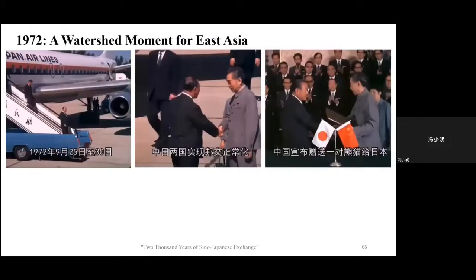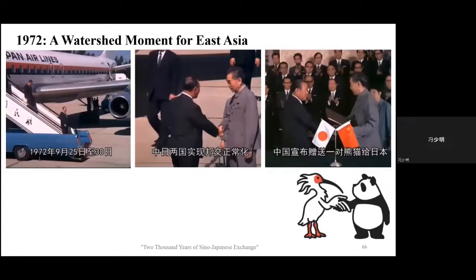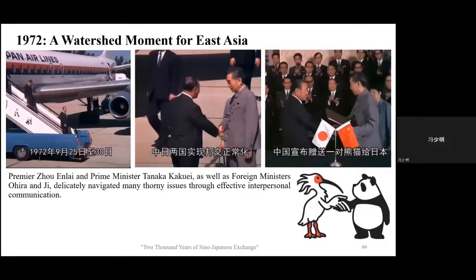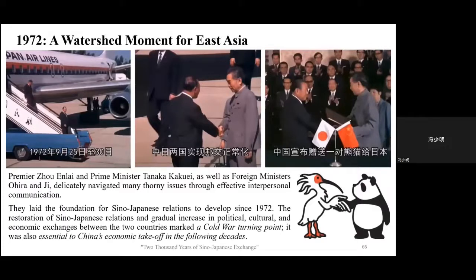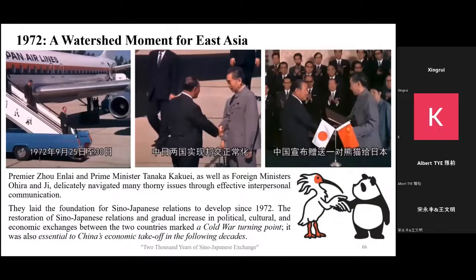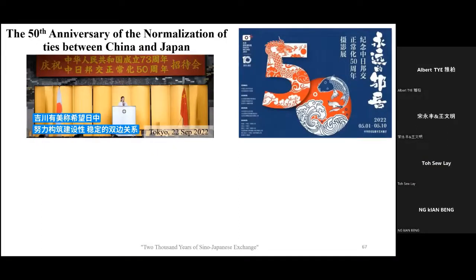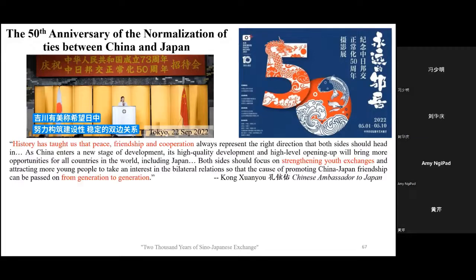We now look back a little at 1972, when there was a watershed moment for East Asia, which is the resumption of ties between Premier Zhou Enlai and Prime Minister Kakuei. Right? They managed to negotiate many foreign issues. And this was a very crucial period for China because it was essential to China's economic takeoff in the next few decades. And this year, 2022, marks the 50th anniversary of the normalization.